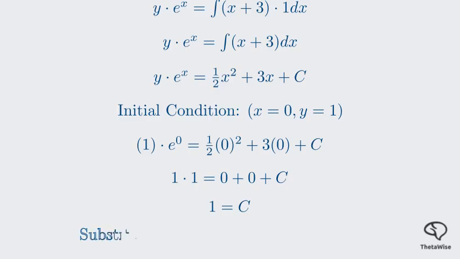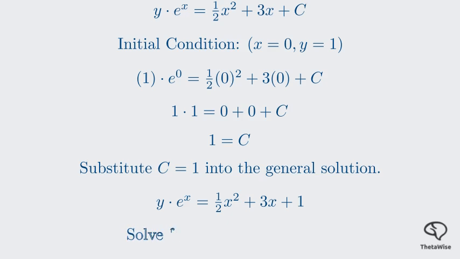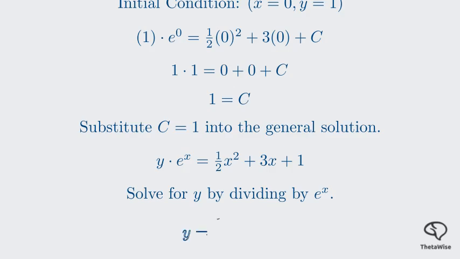Now we substitute c equals 1 back into our general solution. This gives us e to the x times y equals 1/2 x squared plus 3x plus 1. To get the final particular solution, we solve for y by dividing by e to the x. Our particular solution is y equals 1/2 x squared plus 3x plus 1 divided by e to the x. This solution is unique. It's the specific curve that passes through the point (0, 1).